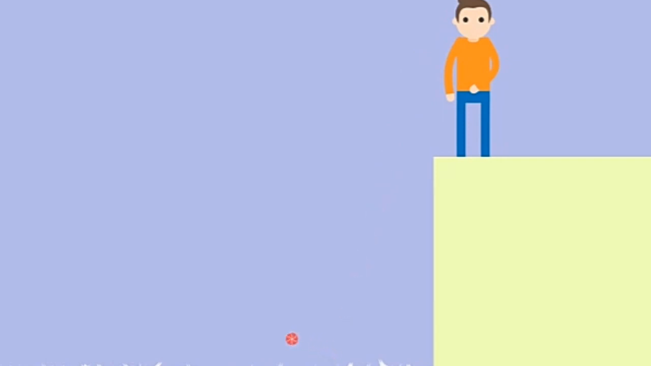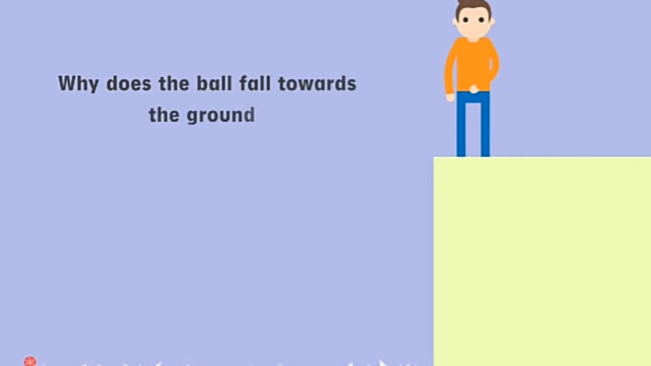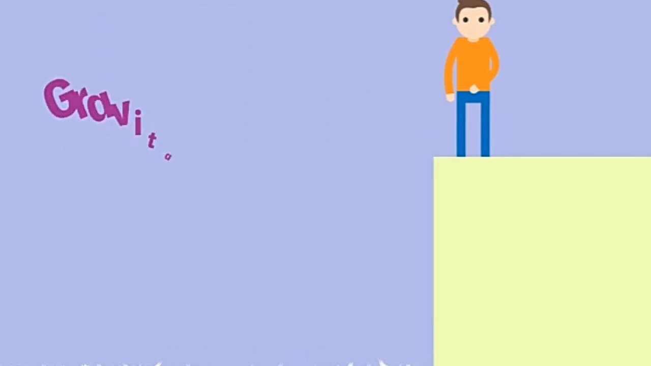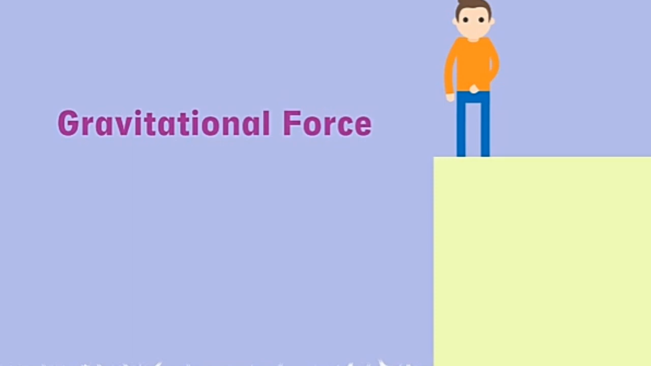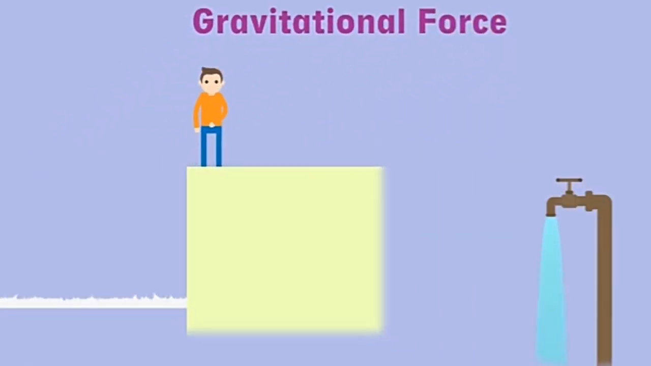When we release a ball from a height, it just falls on the ground. Why does it fall towards the earth? Because a force is exerted by the earth in the opposite direction. The earth always pulls objects towards it. This force is called gravitational force, which is always attractive in nature. Every object in the universe attracts each other with this gravitational force.